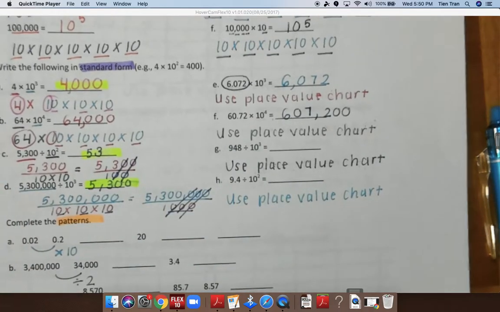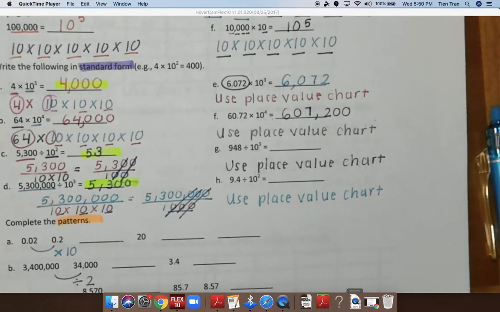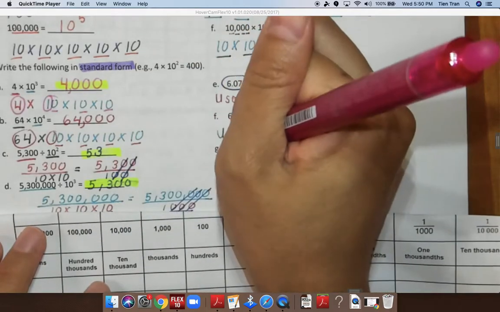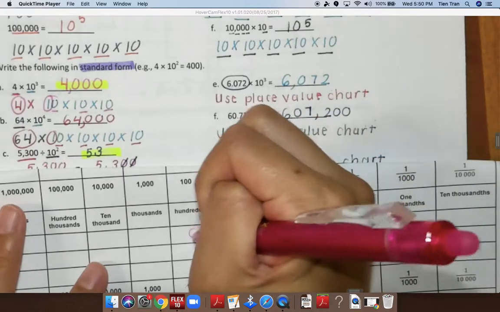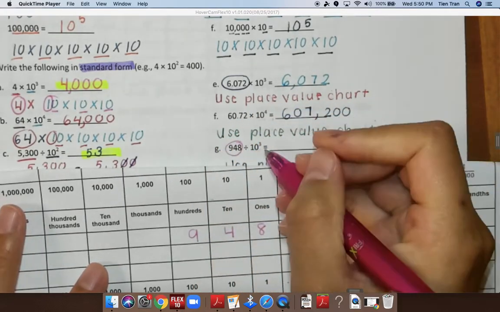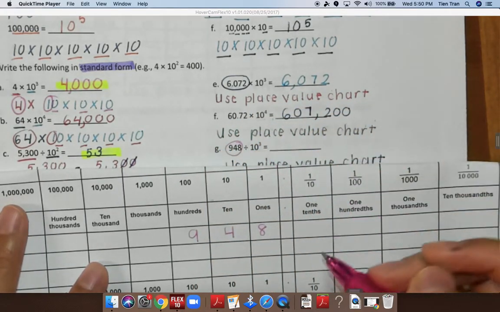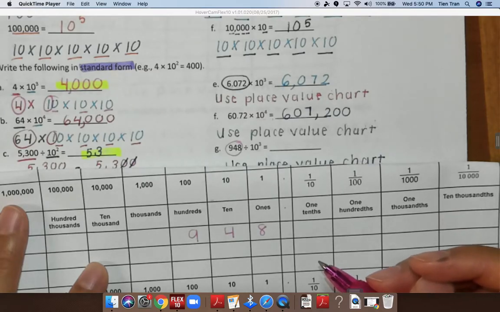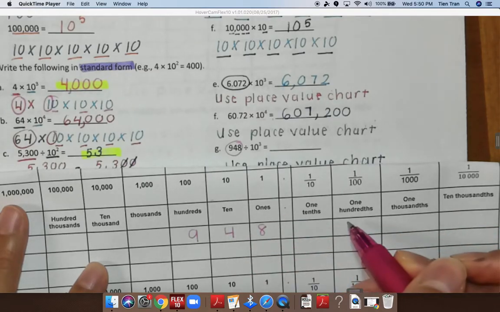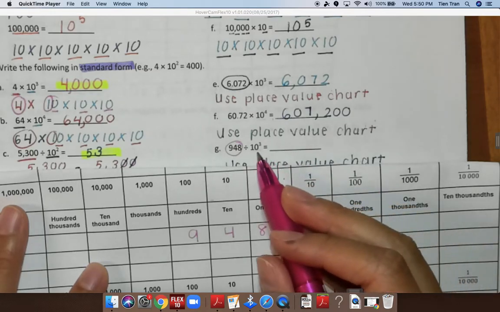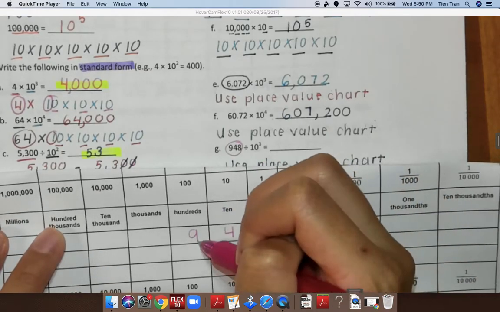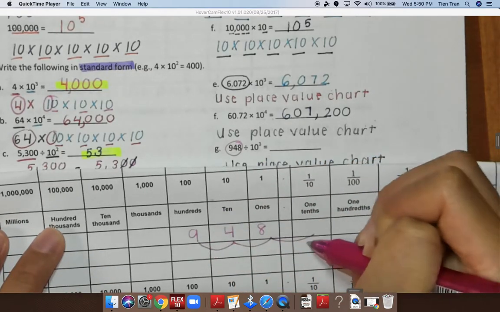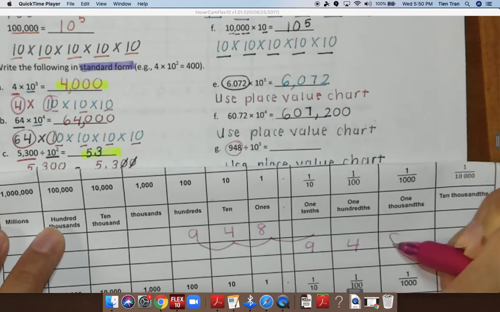I have problem G. For problem G, it says right there that I have 948, okay? And this time I am dividing. So I'm going to first write in 948, and I'm dividing by 10 to the power of 3. That means that I'm going to move my numbers 3 times to the right this time because my numbers are decreasing or getting smaller. Because I'm dividing, my number is going to get smaller, not larger. So 1, 2, 3.